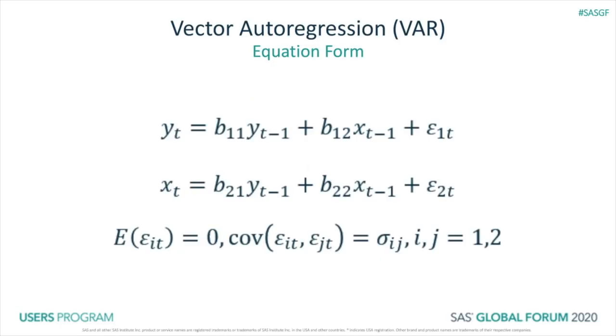If it's written in equations, on the left-hand side you put all the dependent variables in a vector, and on the right side, all their pasts. And for the innovations or the errors, now at each time step there are multiple errors and they are correlated with each other. This is the vector autoregression.